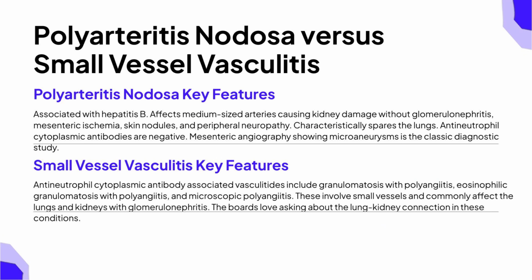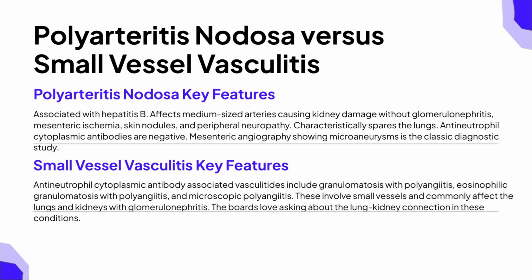This slide covers the critical distinction between polyarteritis nodosa and the small vessel vasculitides. For polyarteritis nodosa, remember the hepatitis B association, medium vessel involvement causing kidney damage without glomerulonephritis, mesenteric ischemia, skin nodules, and peripheral neuropathy. A huge test-taking pearl is that polyarteritis nodosa characteristically spares the lungs. The anti-neutrophil cytoplasmic antibodies are negative, and the classic diagnostic study is mesenteric angiography showing microaneurysms.